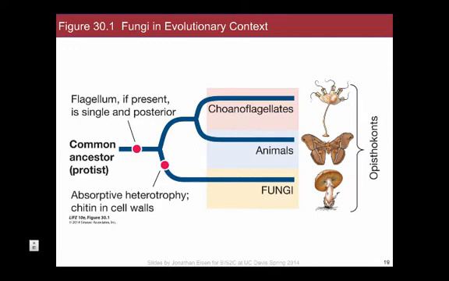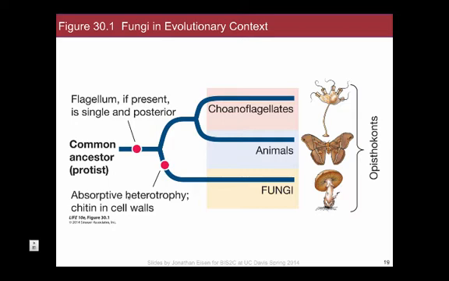There are two really important synapomorphies that have been identified for this branch over here. That is the branch leading up to the common ancestor of all fungi. And we'll talk about these in more detail. They are a particular feeding lifestyle called absorptive heterotrophy, and the presence of chitin in the cell walls.